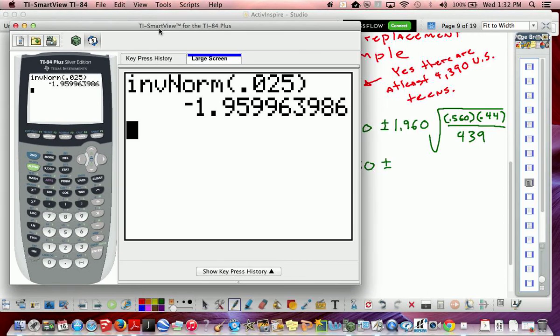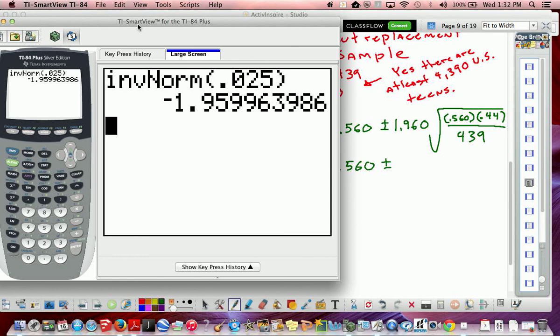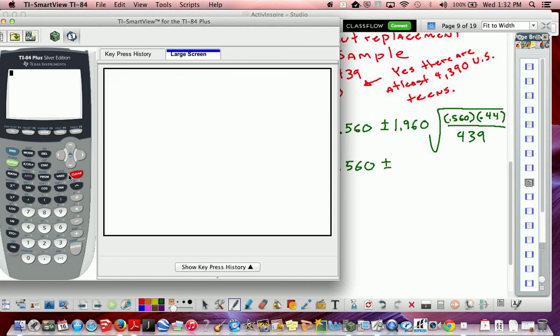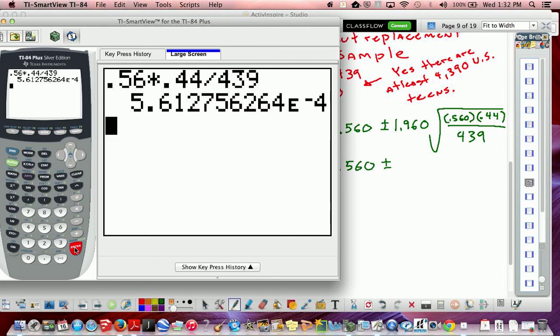So take the calculator, slide it over here, so that you can see how I'm getting my calculation. I do everything inside the square root first. 0.56 times 0.44 divided by 439. Are you supposed to add it up first, then divide? Or is it multiply it all, then divide by 439? Yeah, multiply these two together, then enter, then divide by 439. It'll still give you the same answer.